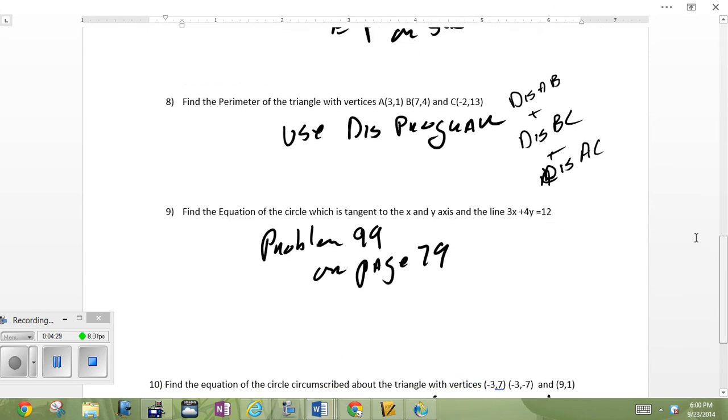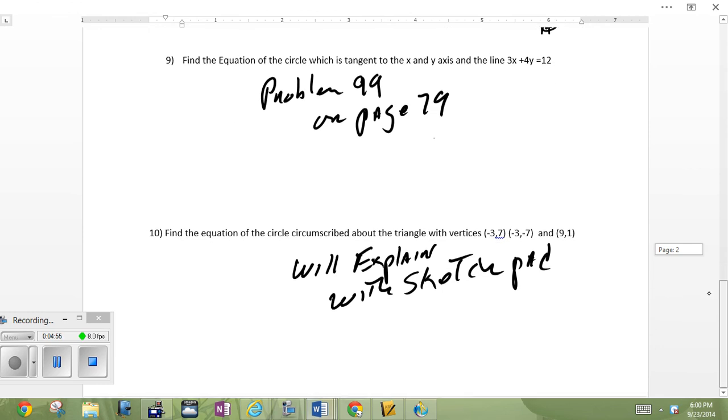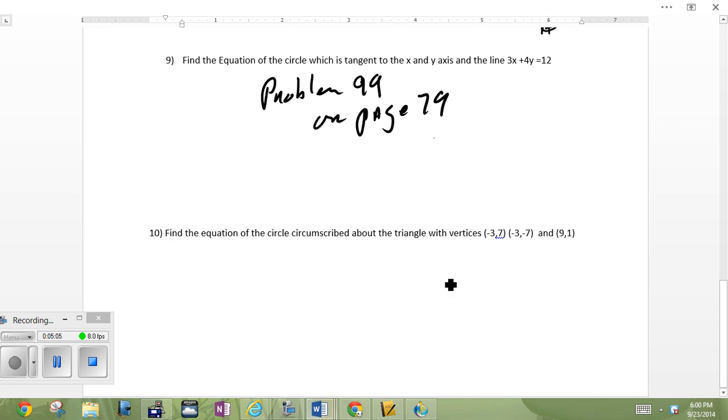9, covered in class. Reference to that, problem number 99 on page 79, and we covered that with the formula for the shortest distance from a point to a line. That is worth remembering, worth reviewing, and going over on page 78, where you will find that formula. Could come in handy. And this problem, I think I'm going to look at right now and execute via the programs, okay?